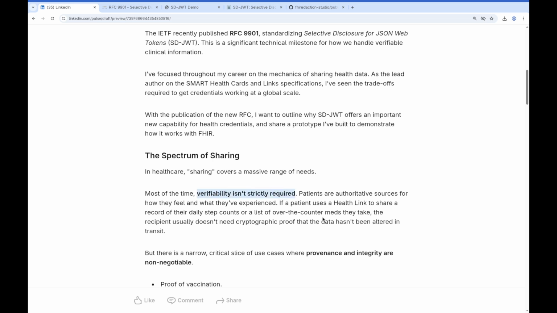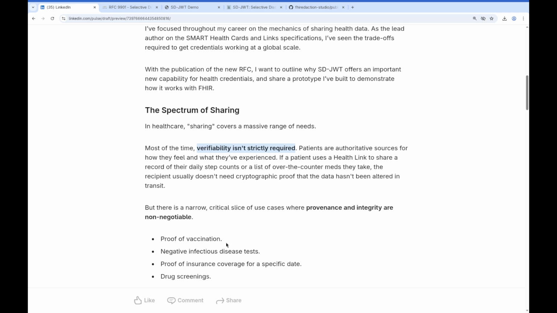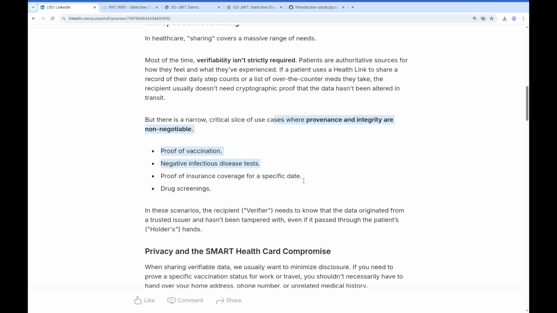But that said, we do have examples where it matters quite a bit. In the context of the pandemic response, that included being able to prove that you had received a certain vaccine. But this is also true for school registrations and sports and so forth. You might also see examples where you want to demonstrate that you had a negative lab test for an infectious disease or a sexually transmitted infection. You might want to prove that you have insurance coverage or that you've had certain drug screenings. All these represent the minority of cases where you might not just want to take a patient's word because there's something specific at stake and you want some external evidence that backs up what the patient is representing. So there's a spectrum of use cases. Verifiability isn't always critical, but sometimes it's super helpful.